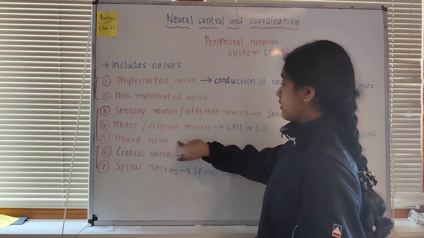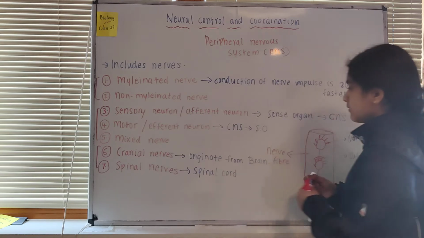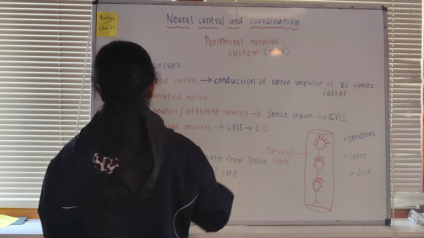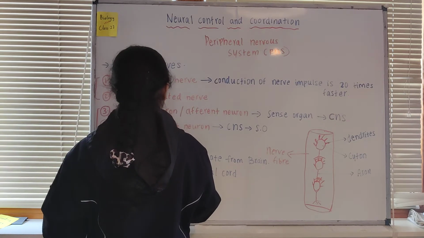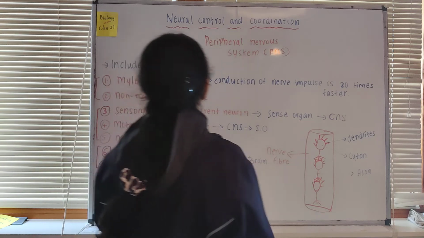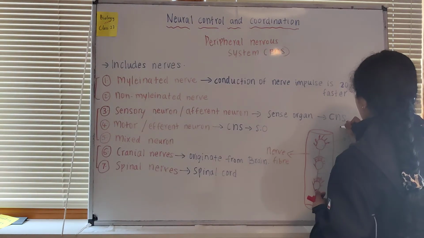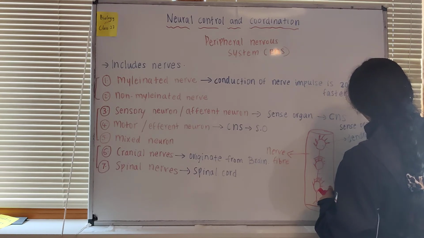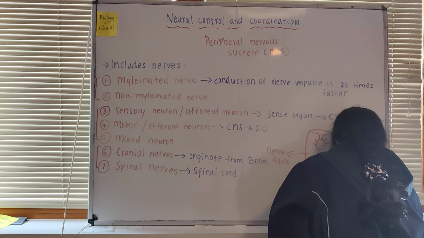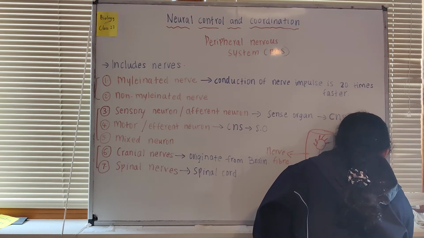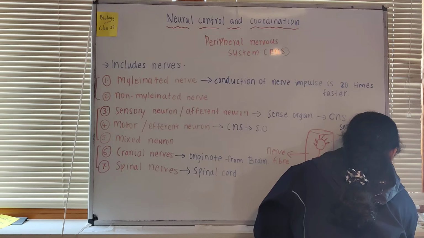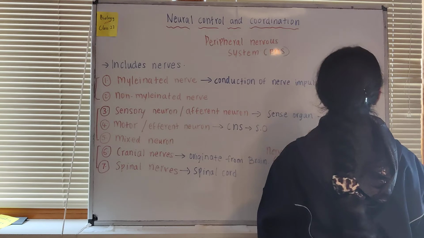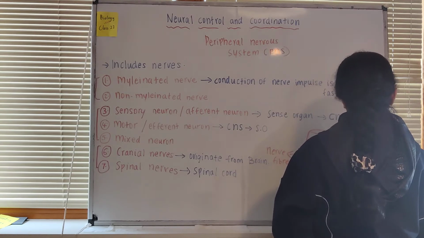So sensory one, so mixed neuron, this is. For example, here we have the sense organ, and here we have the central nervous system that consists of brain and spinal cord, or CNS in short. Here we have the sense organ, here we have the central nervous system.